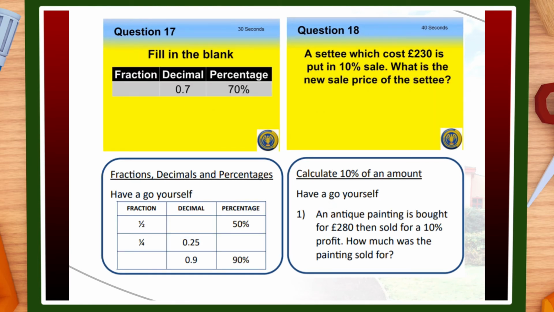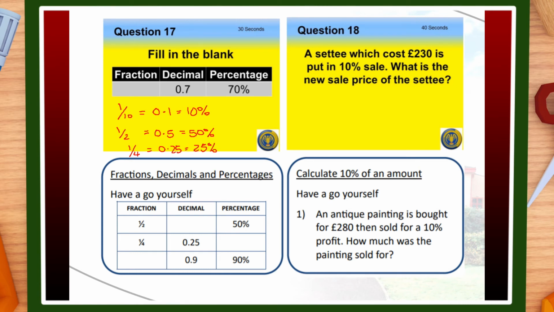And we're getting towards the end. Question 17. We need to know the common fraction, decimal, and percentage equivalencies. So the main ones I would suggest that we need to learn are a half, a quarter, and 10%, which is 1/10. So each tenth is 0.1, which is 10%. A half is 0.5, which is 50%. And the other one I would encourage us to learn at the moment is a quarter, 0.25, which is 25%.